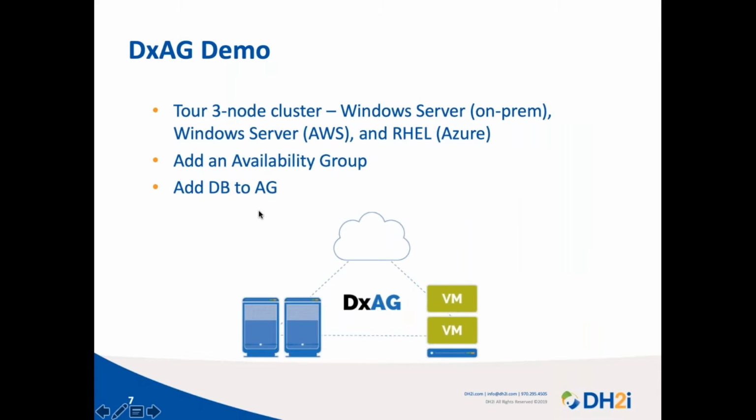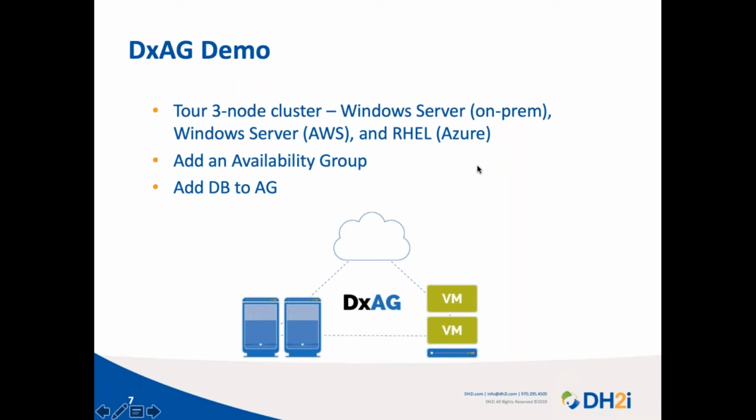All right, so let's get to a demo. What we're going to do in this demo is take a look at a 3-node cluster that I have already created. It consists of a Windows Server node running on premises in our Oregon data center, which is joined to another Windows Server node running in AWS, and then a third node that's a Linux node running Red Hat in Azure.